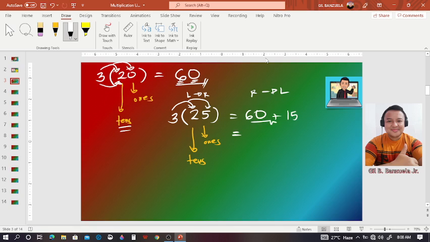So, mental math lang. Pa-practice lang tayo araw-araw. Then, simply add. So, that would be 75, and that is the final answer. Very quick, di ba? Another.